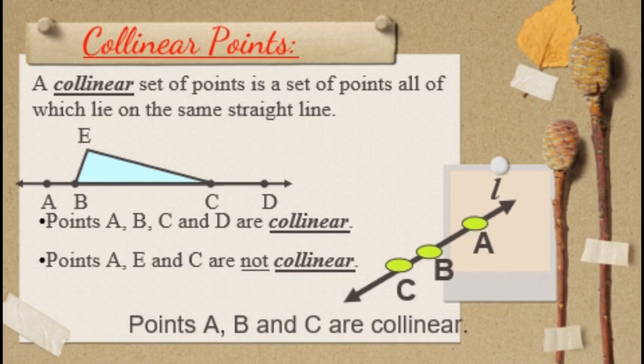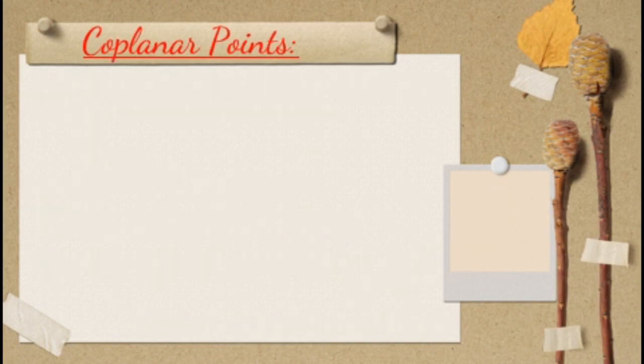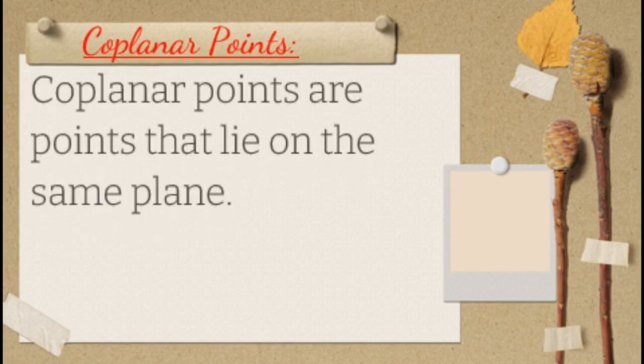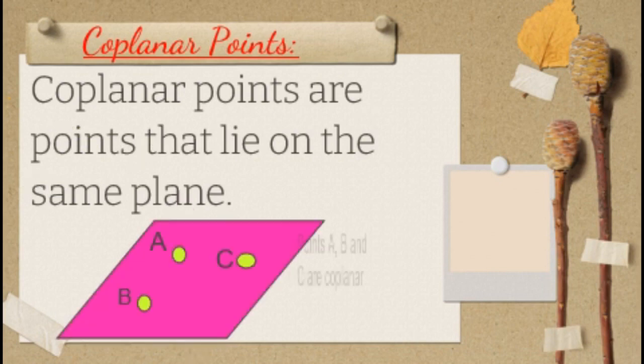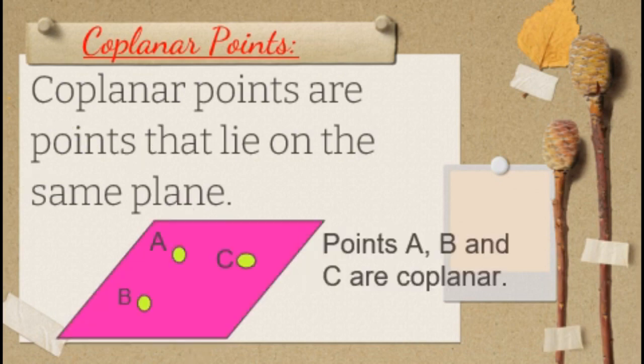How about coplanar points? Coplanar points are points that lie on the same plane. I have here an example. So points A, B, and C are coplanar. Again, because the points lie on the same plane.